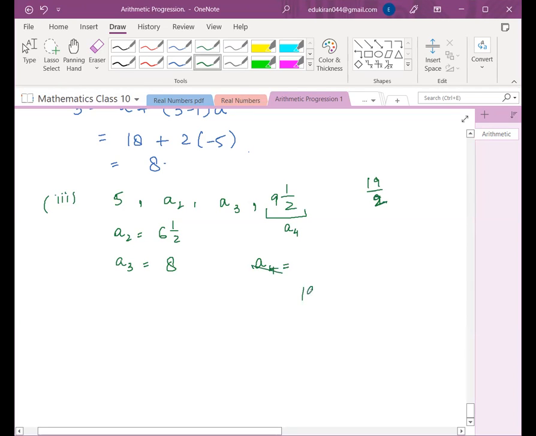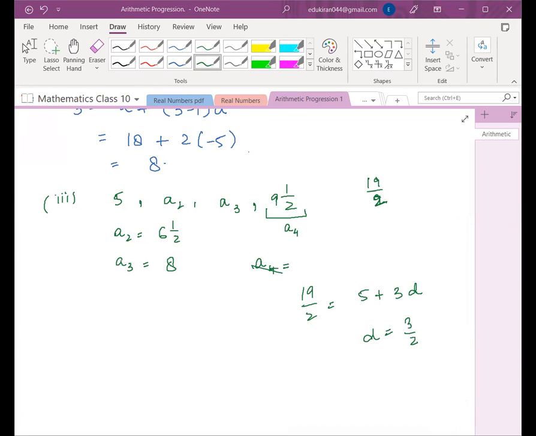Okay, so basically 19 by 2 will be equal to a plus, that means a is 5 plus fourth term, that means 3d, right? Yes, ma'am. Okay. Fine. So you will find d. How much is d here? What is the value of d you are getting, Abdullah? 3 by 2. Okay. So let me just check the answer in the book if you are getting it right or not. Yeah, 6 by 2 and 8.